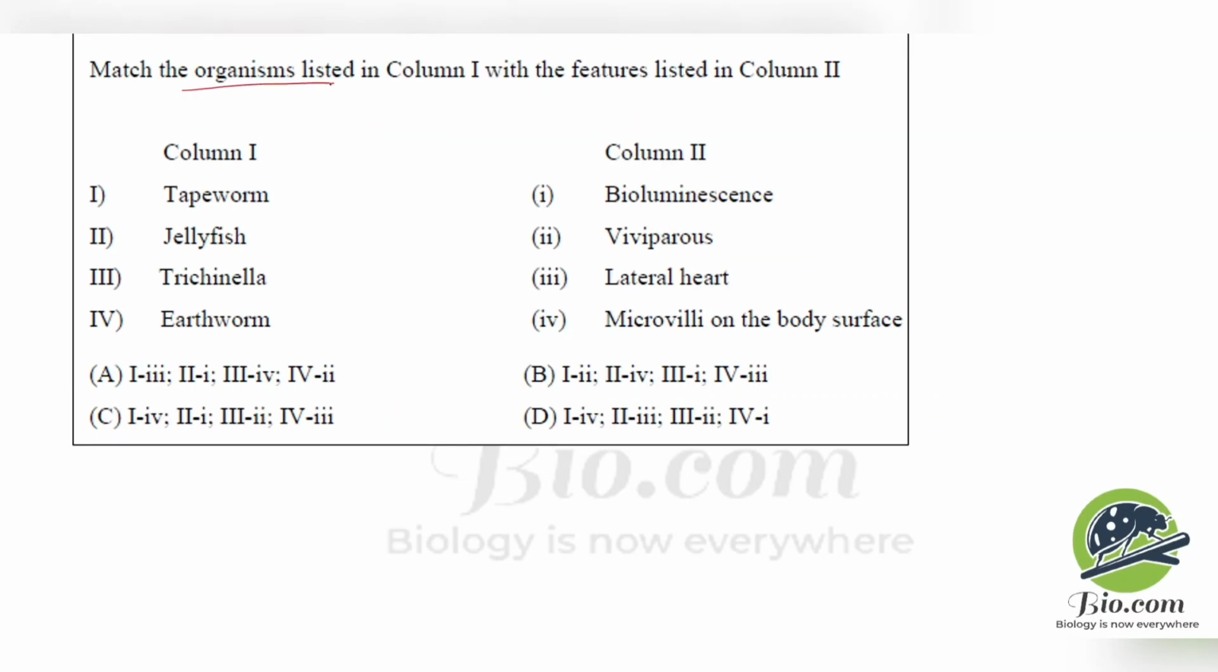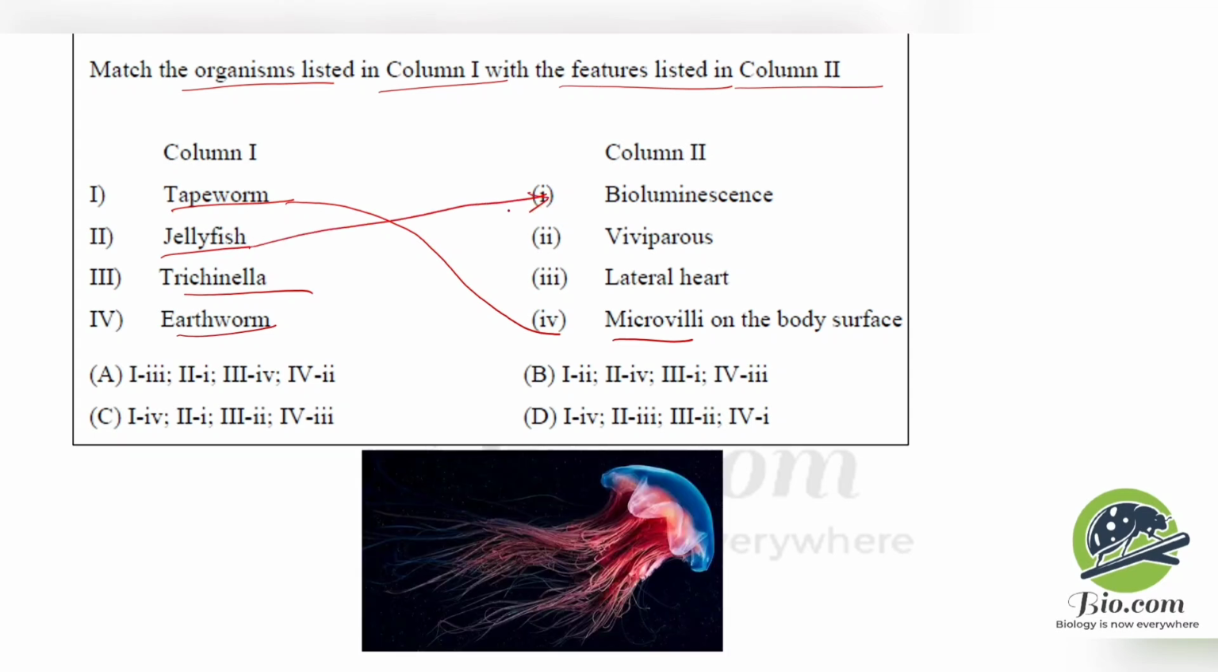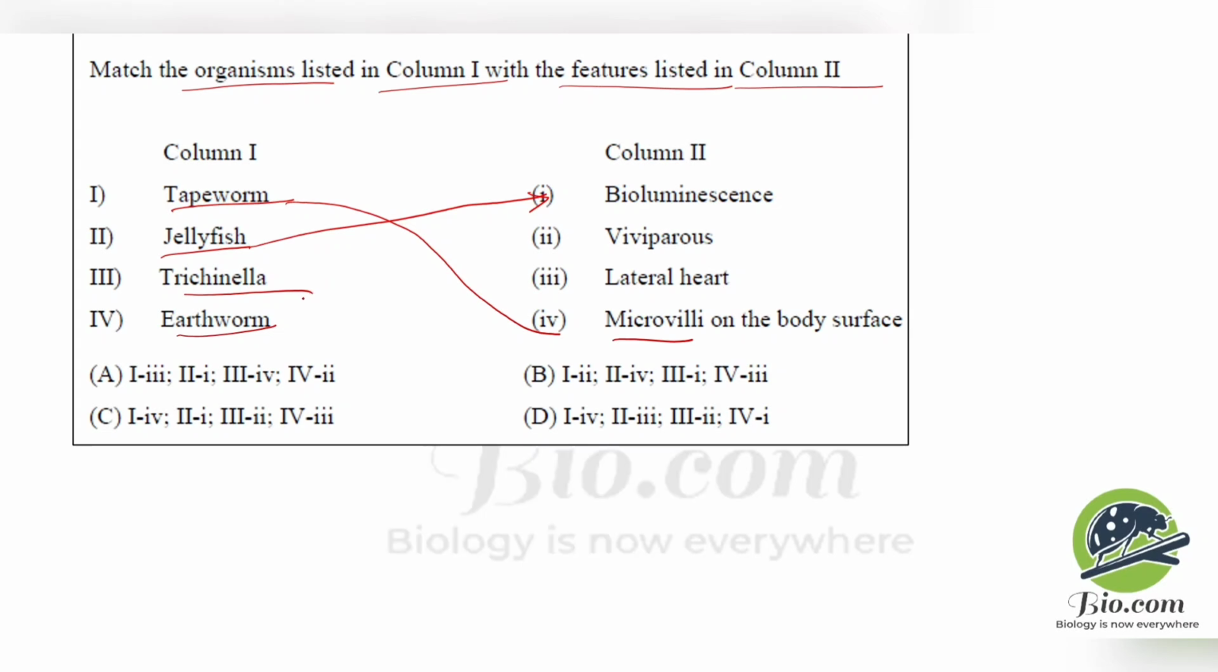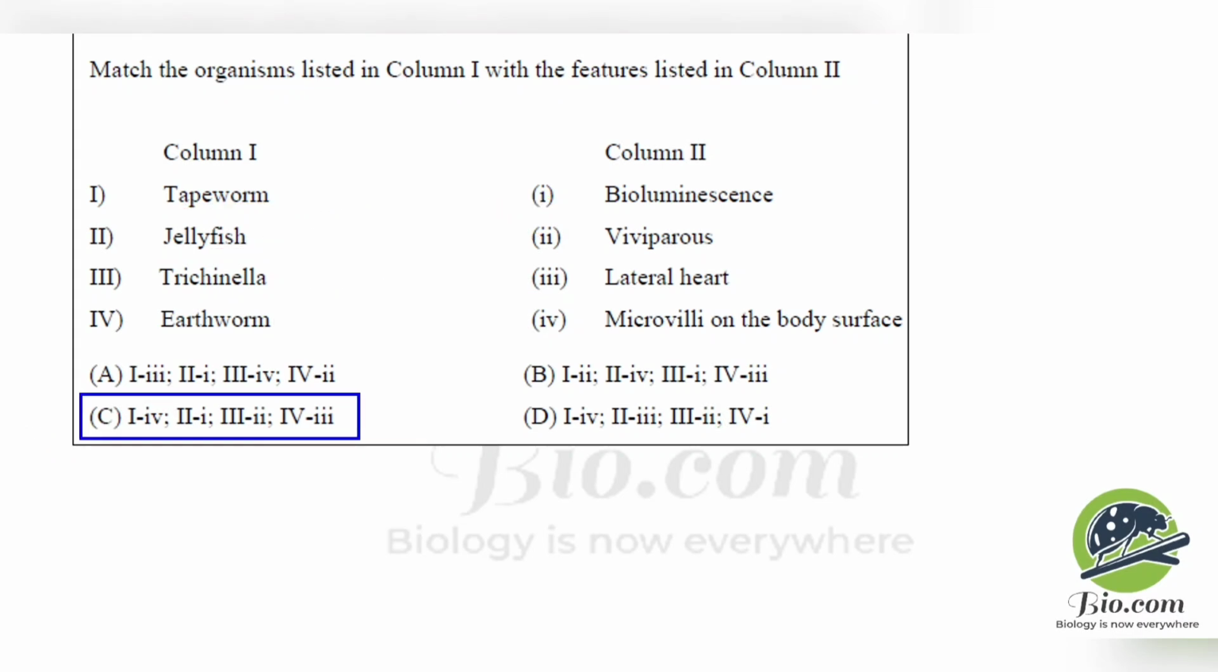That is this question. Match the organism listed in column 1 with its feature listed in column 2. So first one is tapeworm, jellyfish, trichinella, earthworm. So you must be aware about the tapeworm. Tapeworm has microvilli on the body surface. So first's 4. Jellyfish has bioluminescence. So second's first. Trichinella has viviparity. It gives birth to young ones, small young ones. And earthworm has a lateral heart. That means 4's 3. So as per the option C is the correct answer for this question. Right answer for this question is option C.